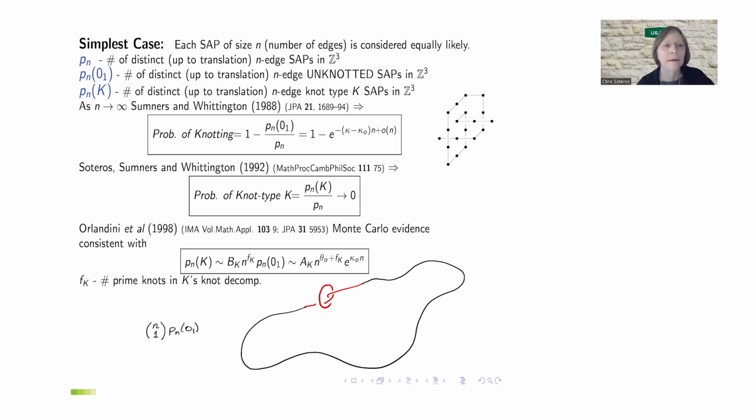And suppose you had multiple knots in your prime knot decomposition, then start with an unknot, pick fk places to put your little pieces of the knot, so n choose fk places, and that would give you a factor of n to the fk. Okay, but none of that has been proved.